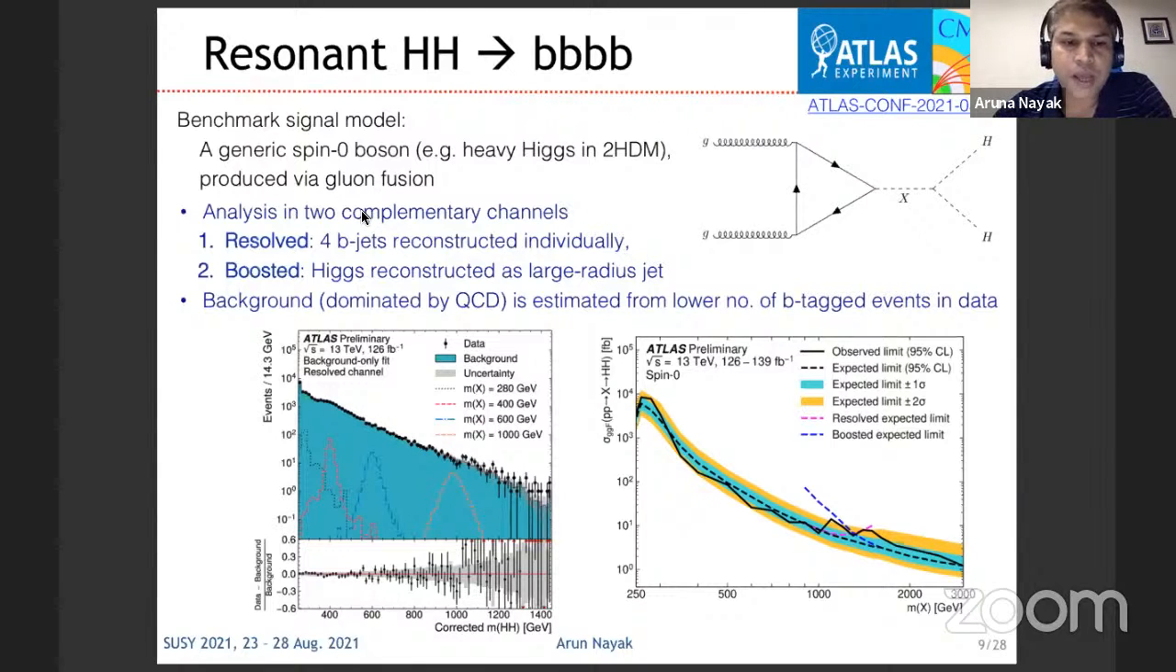In this case, the backgrounds are mostly dominated by QCD, which is estimated from the lower number of b-tag events in data. Here you see, for example, the distribution of the di-Higgs mass, and you see the falling spectrum, and the background as expected from data is similar to that expected from simulation, and you expect the signal as seen in this plot. As you don't see any excess, we obtain the upper limits on the cross section times branching fractions. Here you see the upper limits as a function of the mass of the heavy Higgs boson, or heavy mediator particle, and there is an overlapping region from the resolved and boosted channels, around 1 to 1.5 TeV.